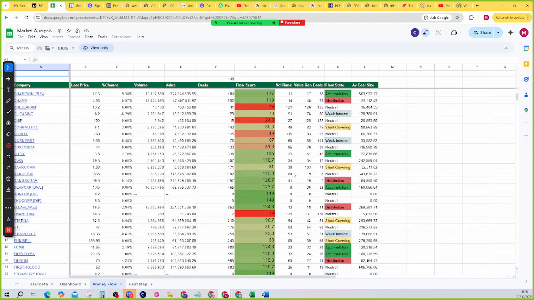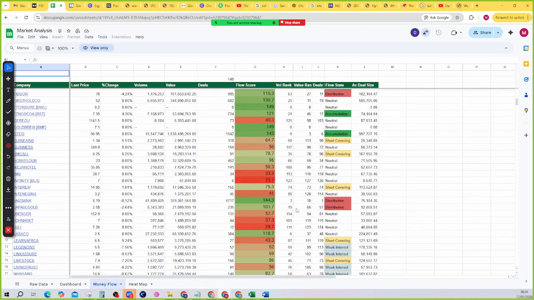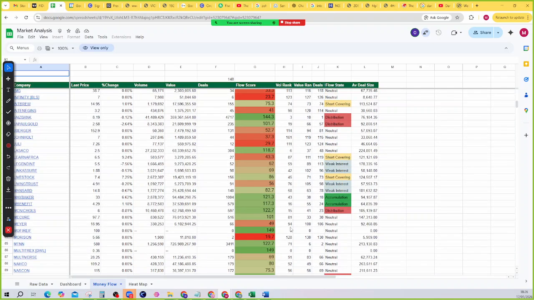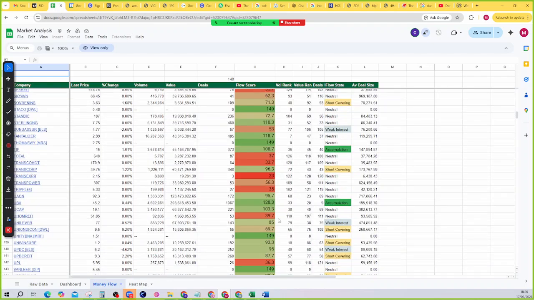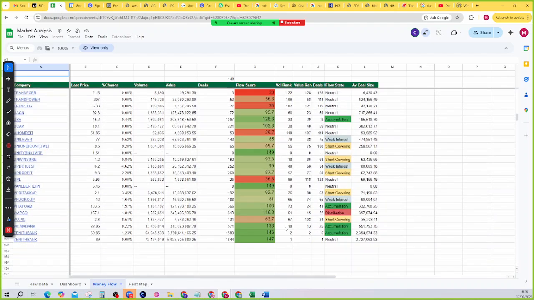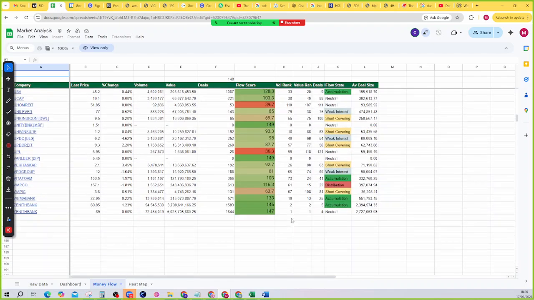Which one is that? I think I saw it. Maybe this insurance company or so. Oh, it was Zenith. So Zenith has the highest volume for yesterday, and it has the highest value for yesterday too. Look at what I'm saying. If it has the highest value, it means that money entered into Zenith yesterday, seriously, and the volume was high.